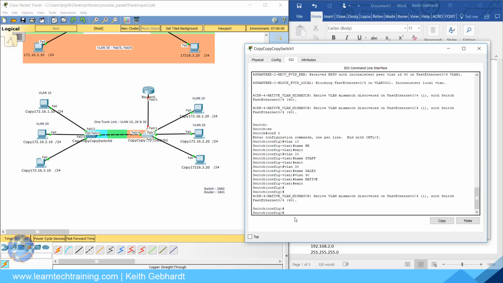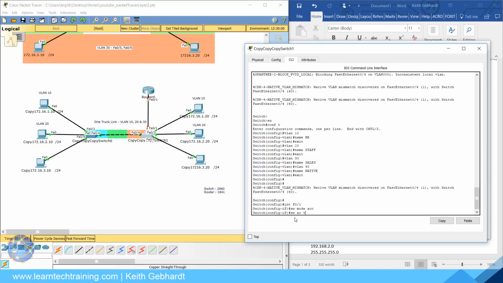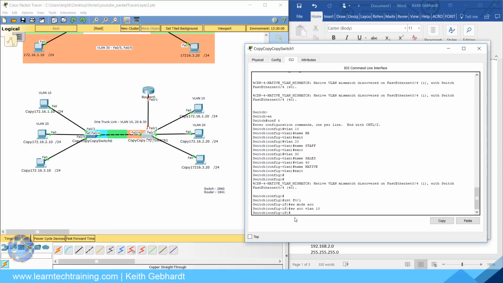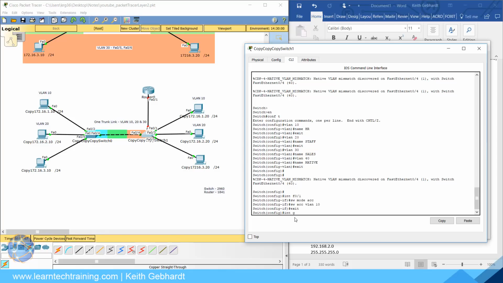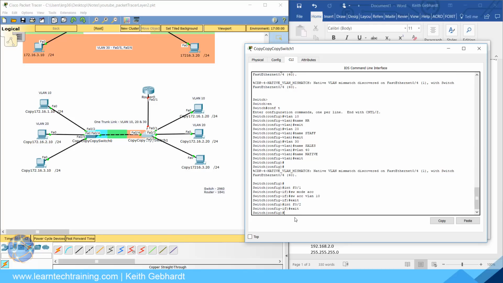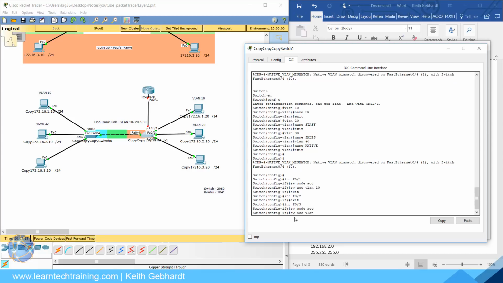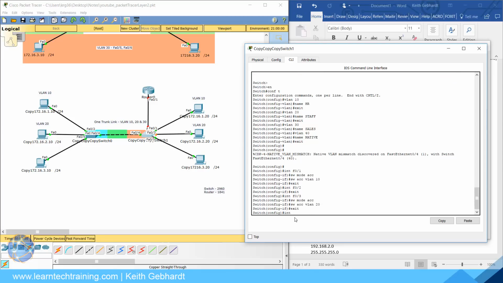So let's go ahead and fix this. Let's go ahead and say interface F01, switch port mode access, switch port access VLAN 10. Exit this, interface F02, or it looks like I messed that up. It's going to be interface F03. It's going to be switch port mode access, switch port access VLAN 20. Exit, interface F04, nope, 5.